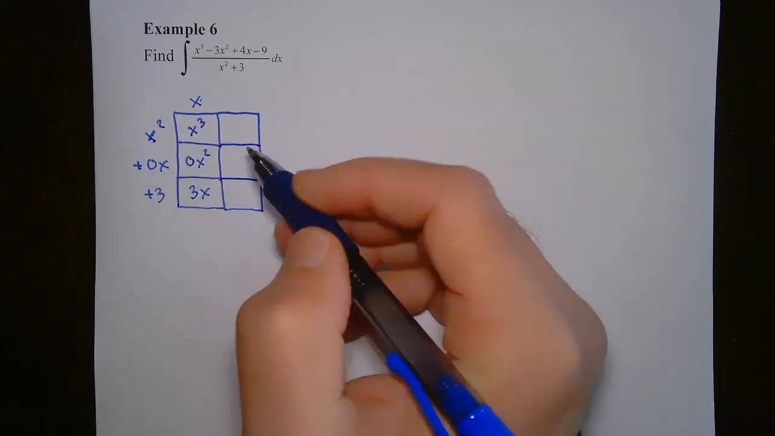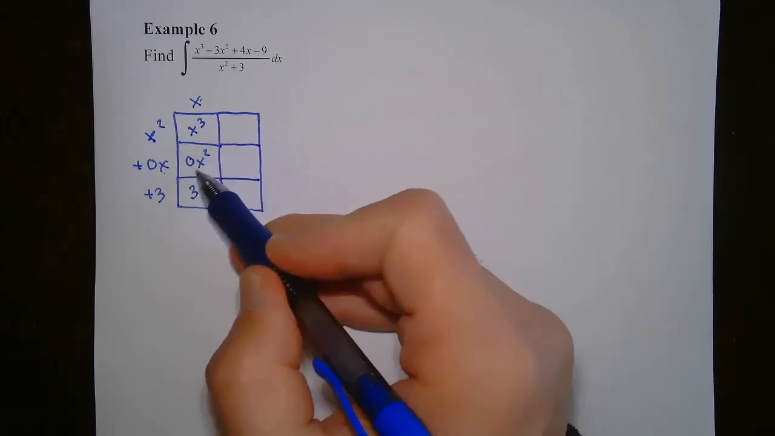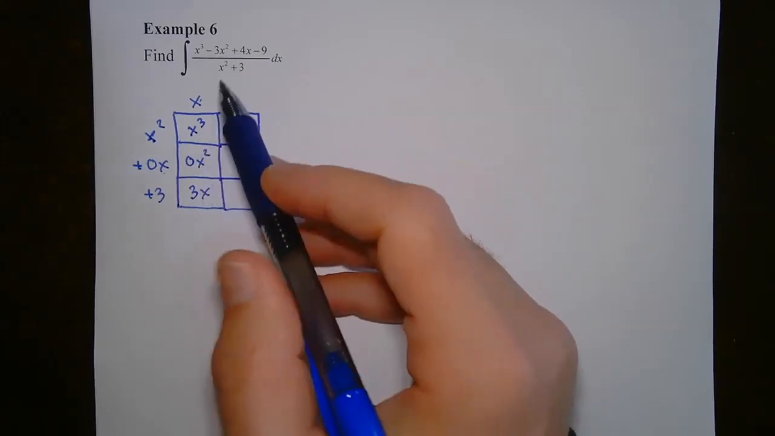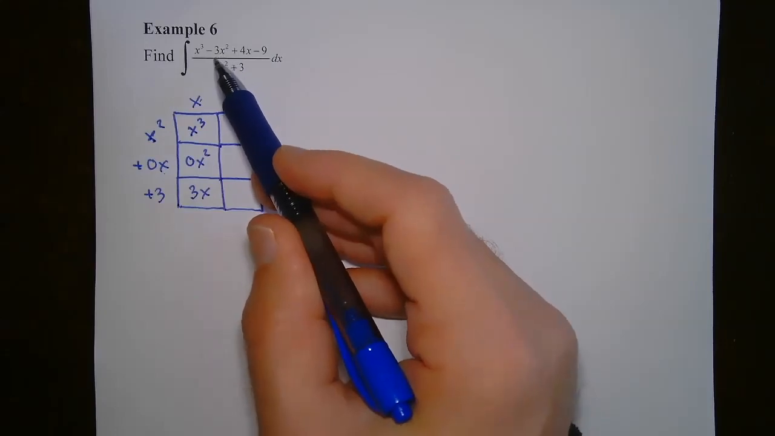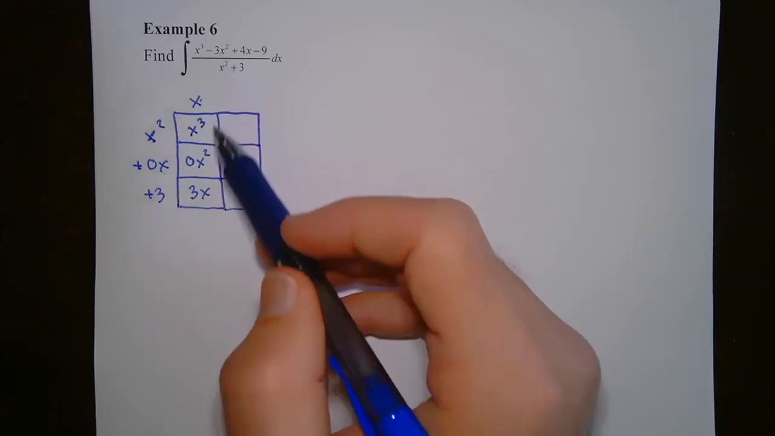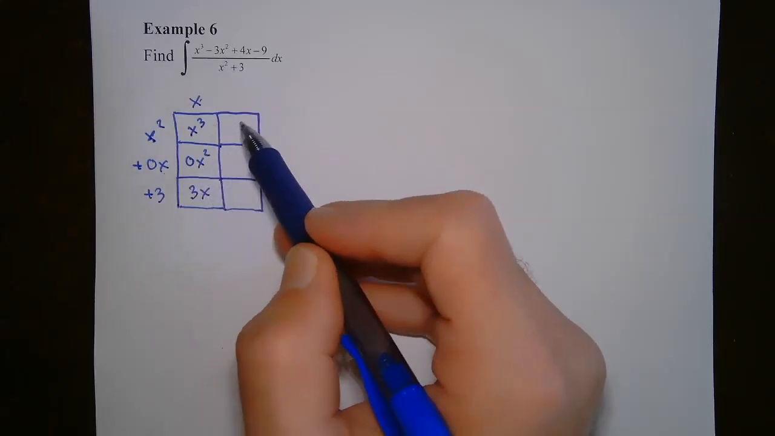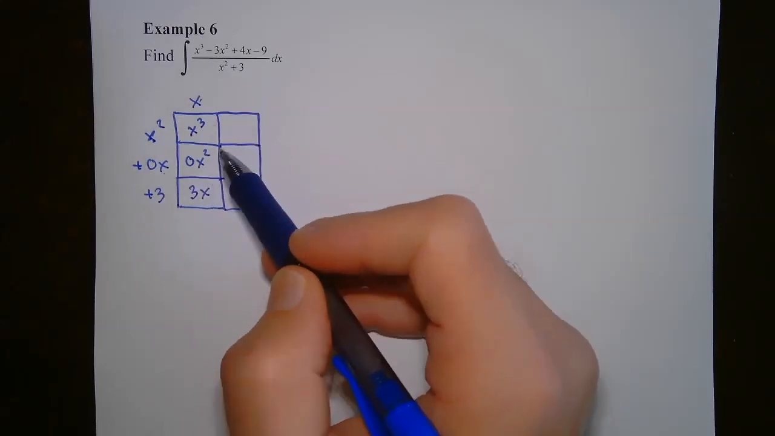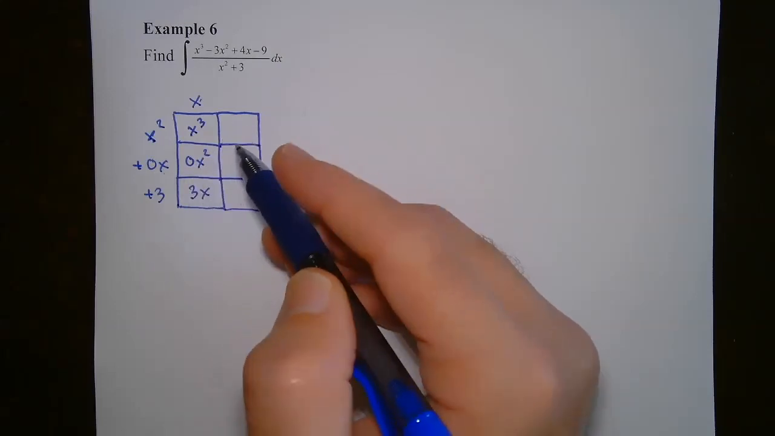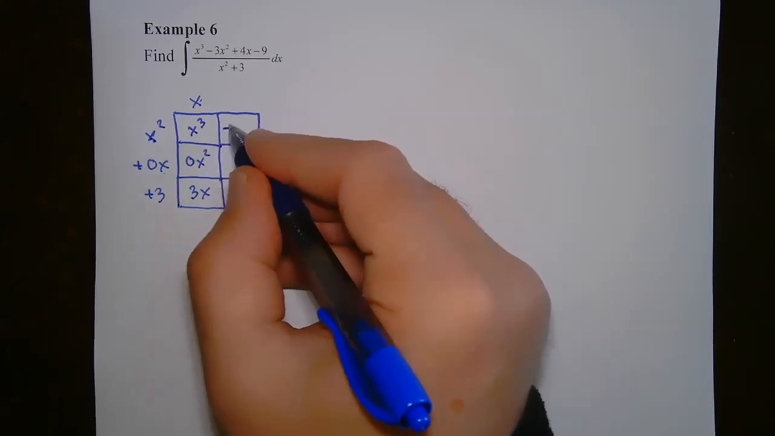Okay, so now this diagonal right here are x squareds. All right, and what we have up here is negative 3x squared. So this diagonal right here needs to be a negative 3x squared. Well, right here is 0x squared. So that means this one would have to be negative 3x squared to make it work. So this is negative 3x squared.